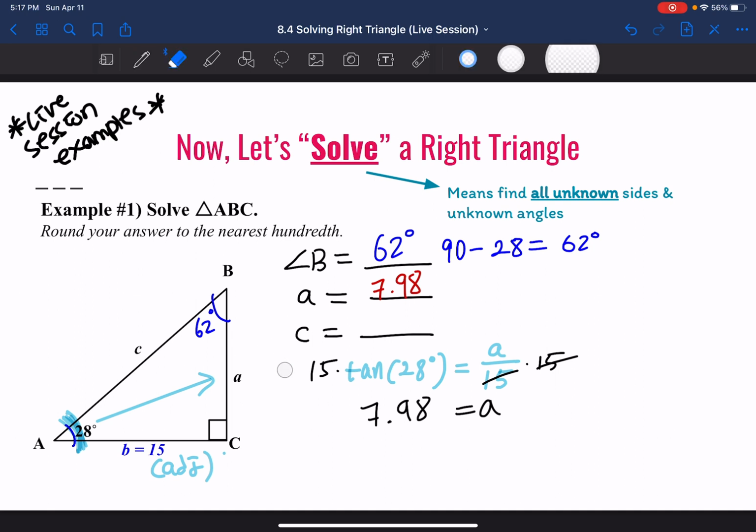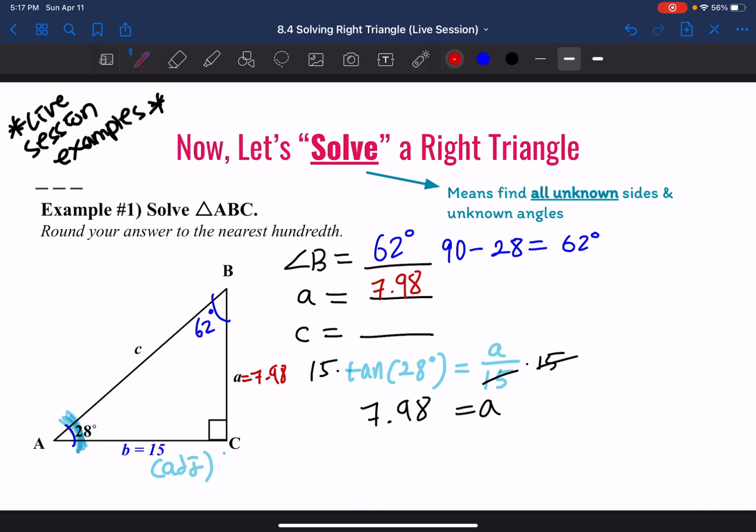Okay, so let me erase this and then label it. So from here, to find side C, there are multiple ways to do it, guys. You can use Pythagorean a squared plus b squared equals c squared now because you already know two sides, right? So you can do 7.98 squared plus 15 squared equals c squared and then solve for c. Or if you want, just stick with the trick. I'll use the trick and show you.